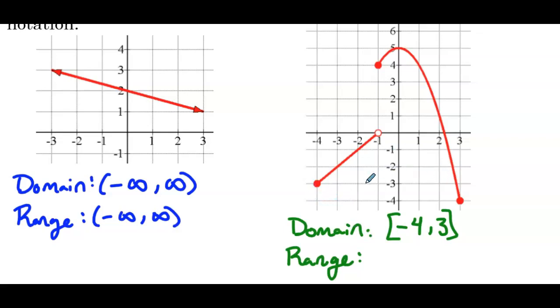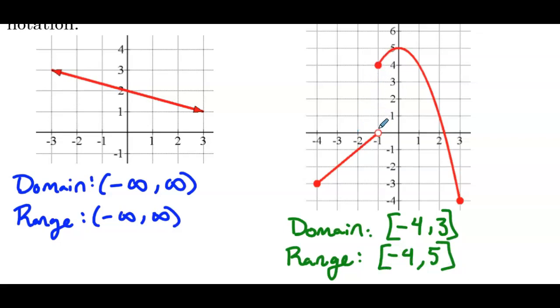Now, could you break it up? Yeah, you could have written -4, -1 with a bracket and a parenthesis, and then union -1 to 3 with a bracket on both sides. That would be correct as well. Now the range, we're going from the lowest y value to the highest y value, listing out all potential outputs. So the lowest y value is -4. The largest y value is 5. And we have equality at both of those y values.